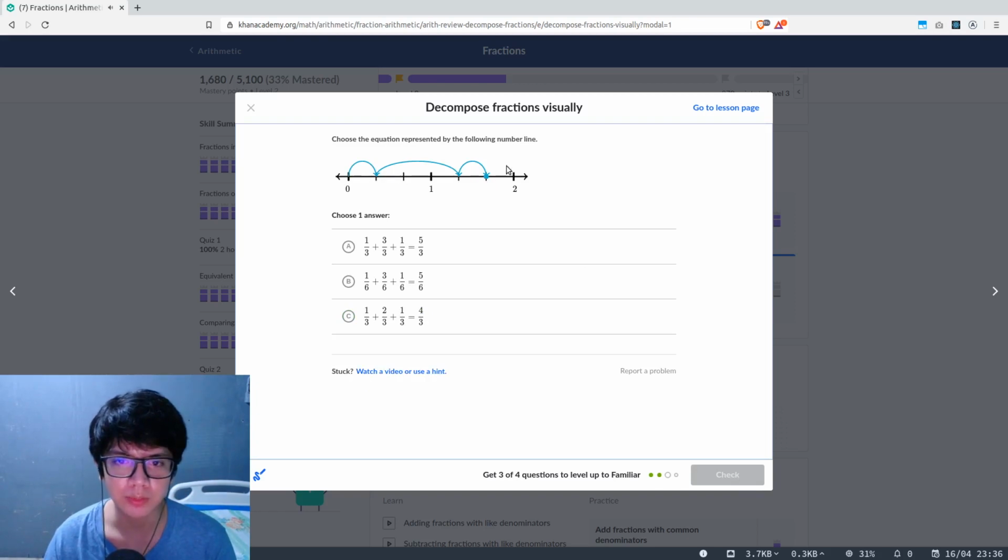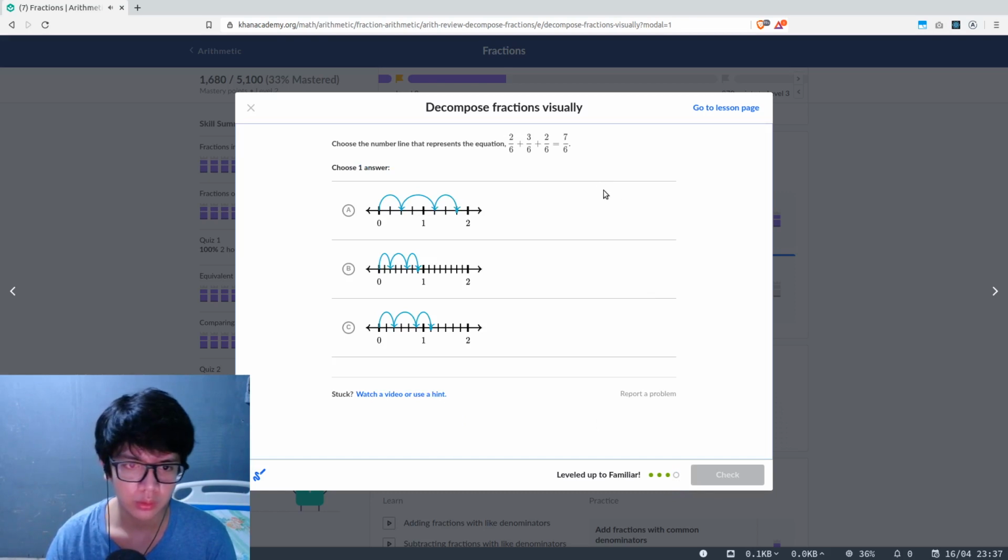Choose the equation represented by the following number line. Okay, that's 1/3 plus 3/3 plus 1/3. Yeah, 5/3. Choose a number line that represents the equation 2/6 plus 3/6 plus 2/6 plus 7/6. Okay, this is. This is not. It's this one.